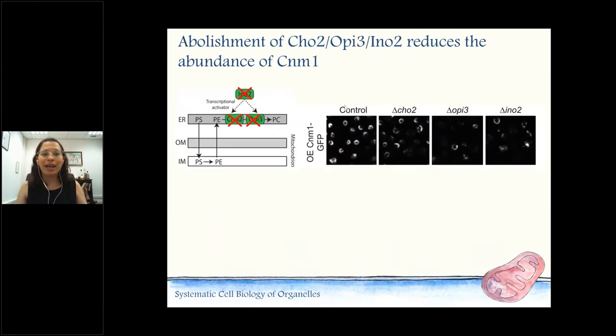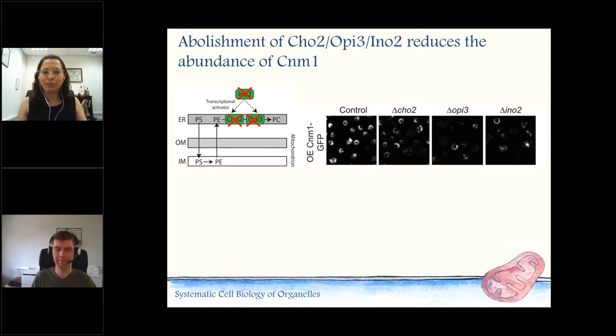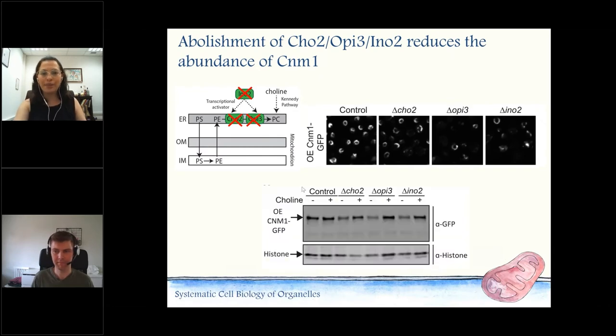And the reason for that is that when we abolish CHO2, OP3, and ENO2, we see reduced levels of CNM1. So here we have CNM1 tagged with GFP in the control. And when we delete CHO2, OP3, or ENO2, we see that we have less CNM1. And the cool thing about yeast is that we can bypass this pathway, so we can add external choline to the media. And then the yeast would utilize it through the Kennedy pathway to form de novo PC. And indeed, here shown in this Western blot, we can see that when we delete CHO2, OP3, and ENO2, we have less CNM1. But when we add external choline to the media, we can restore the levels of CNM1.